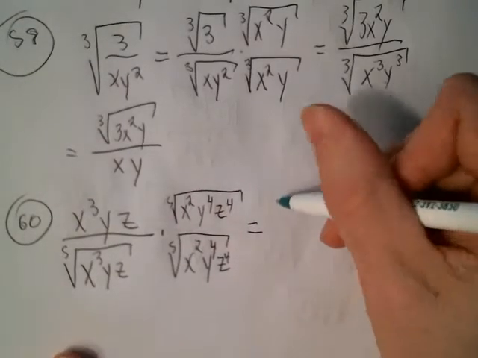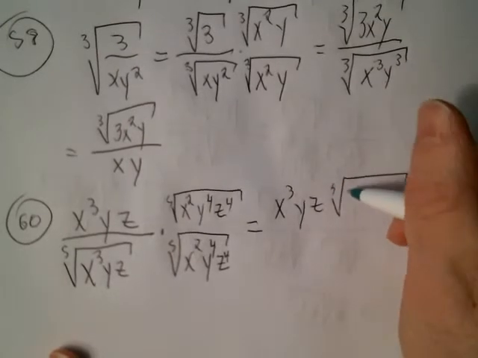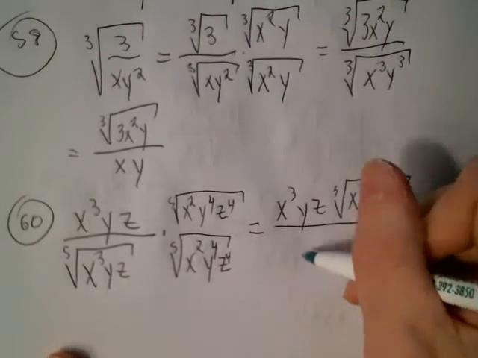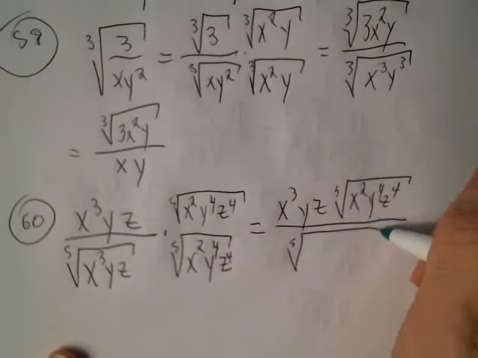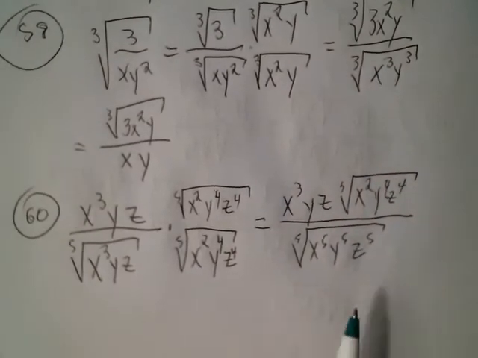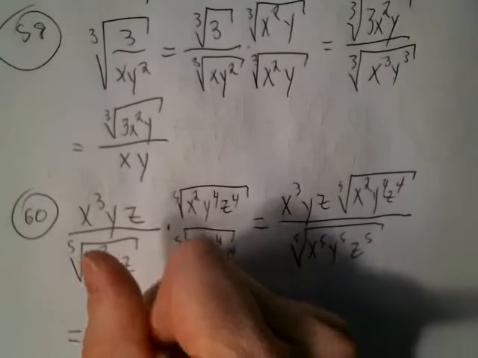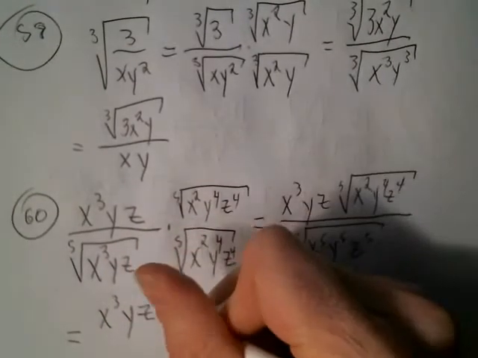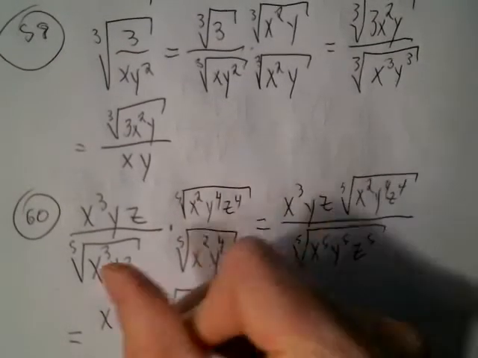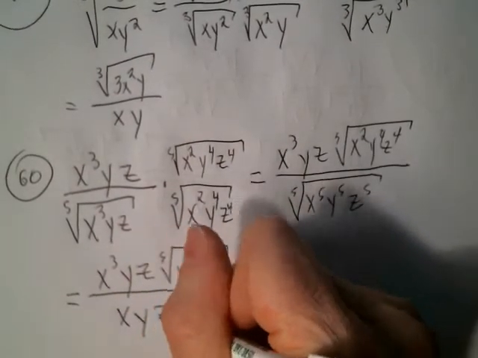So in the numerator, I'm left with x cubed yz, and then the fifth root of x squared y to the fourth z to the fourth. And the denominator, I'll have the fifth root of x to the fifth y to the fifth z to the fifth. And all these are perfect fifths, so you can march them out. And you'll be left with x cubed yz times the fifth root of x squared y to the fourth z to the fourth all over x, y, z.